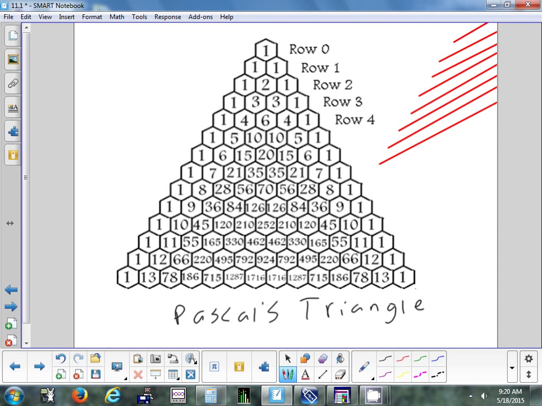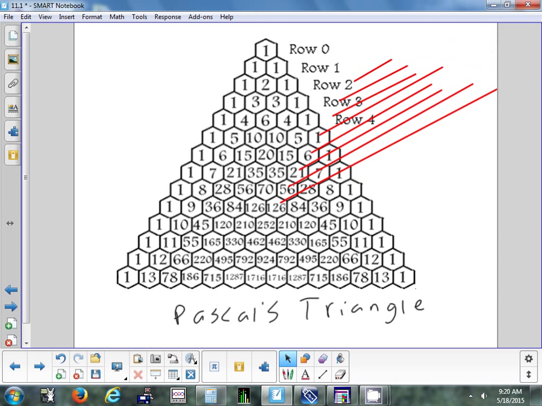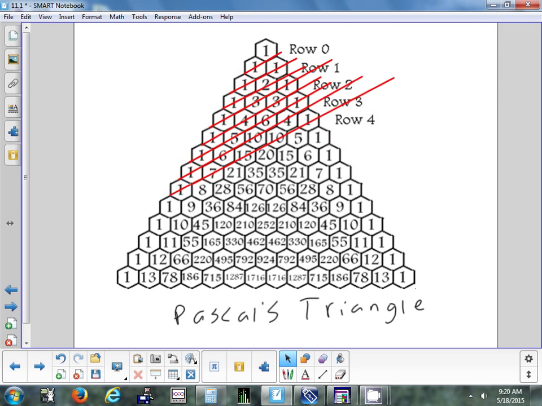Okay, Pascal's triangle. And what I've done is I've drawn some red lines on the diagonals. And I want you to watch what happens if I line it up just like that. Okay, so they go right through the middle of those hexagons.